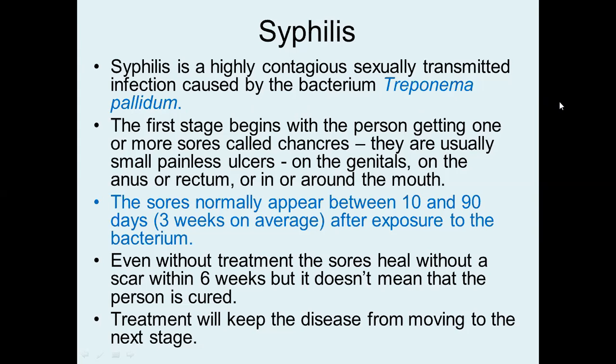Okay. So the first stage begins with the person getting one or more sores called cankers. They are usually small painless ulcers on the genitals, or on the anus, or on the rectum, or in and around the mouth. And the sores from syphilis can occur anywhere in the body.